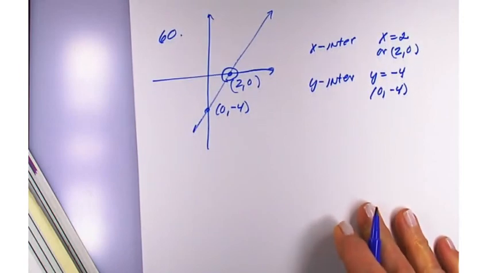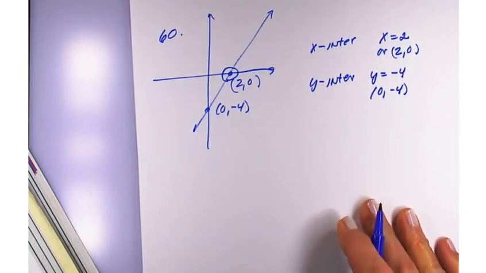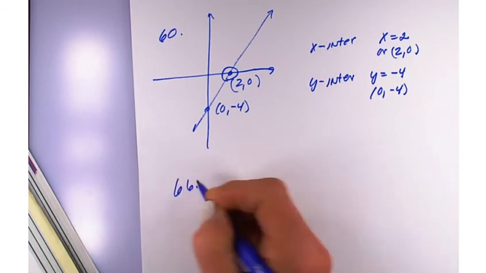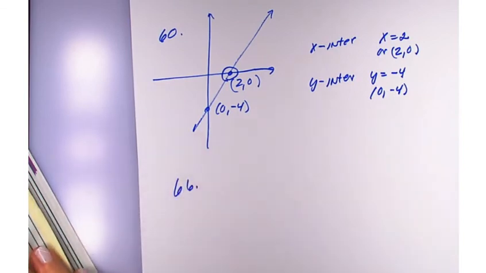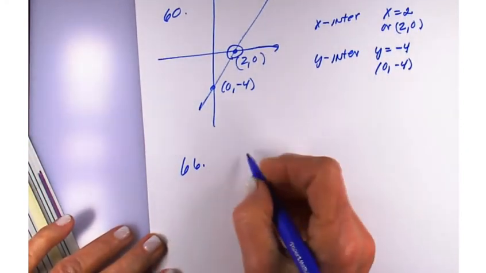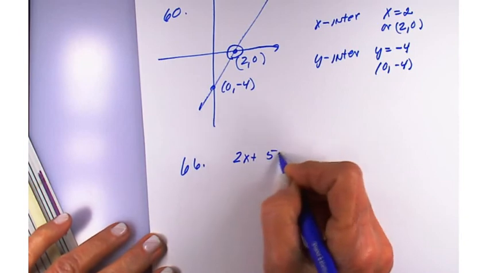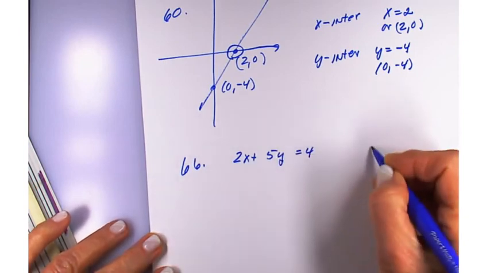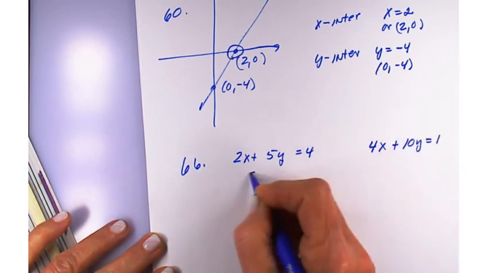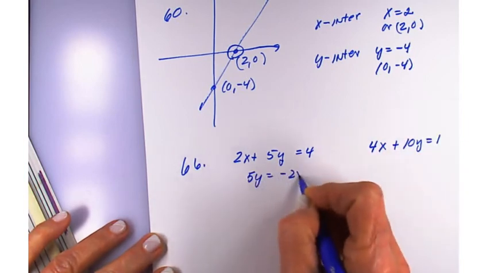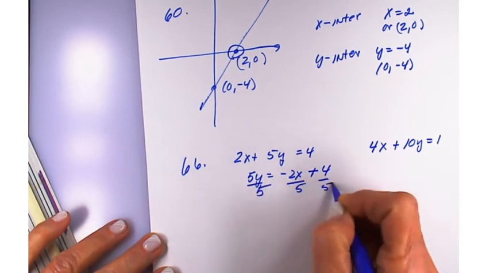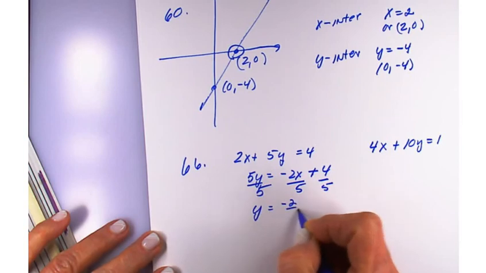Looking on down now, we should recognize parallel and perpendicular or neither. Number 66, the only way we can do it is to find the slopes, everybody. In other words, that's the only way. Okay, so I'm going to solve for y. I'm going to divide by 5, and I get y equals minus 2/5 x plus 4/5. So my slope is minus 2/5.